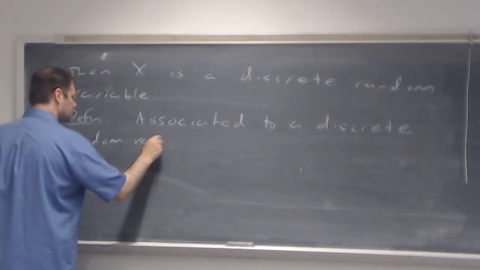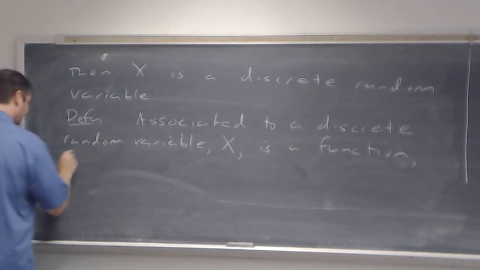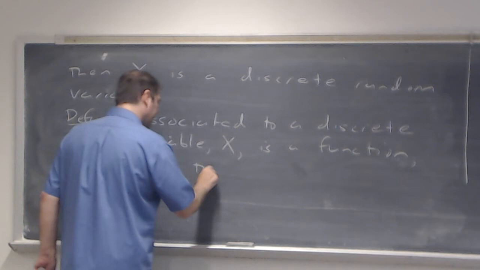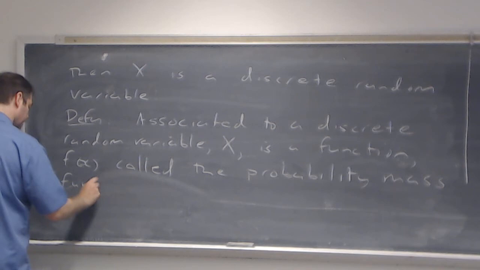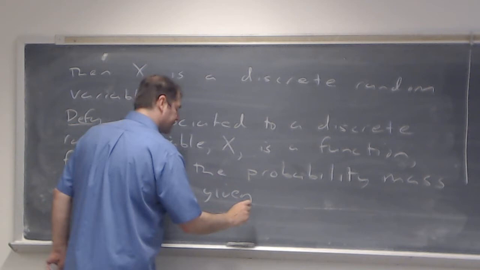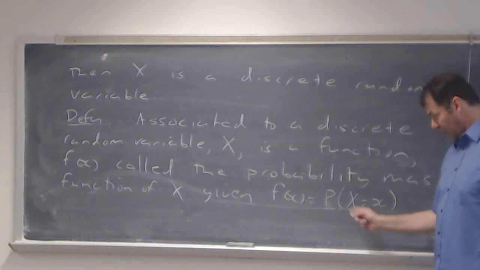X is a function, I'll call it f of little x, called the probability mass function, given by, so here's the way it's defined: f of little x is equal to the probability that big X is equal to little x. And in this way, we're relating a probability to a function.